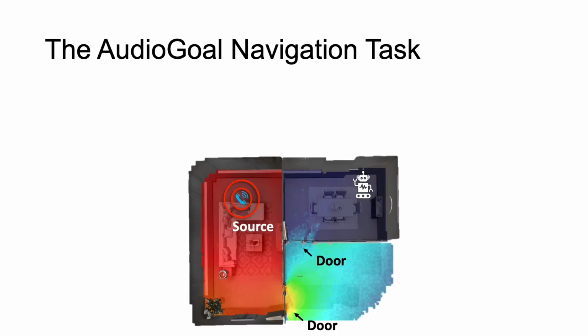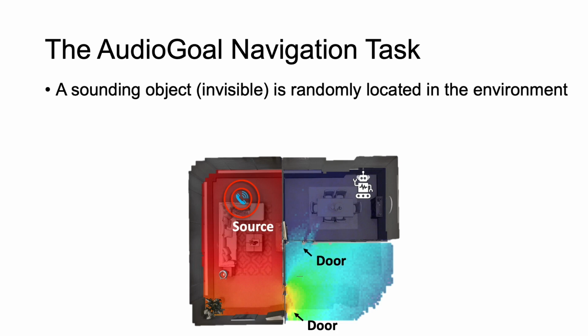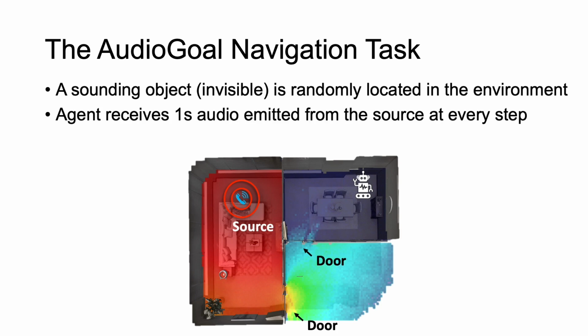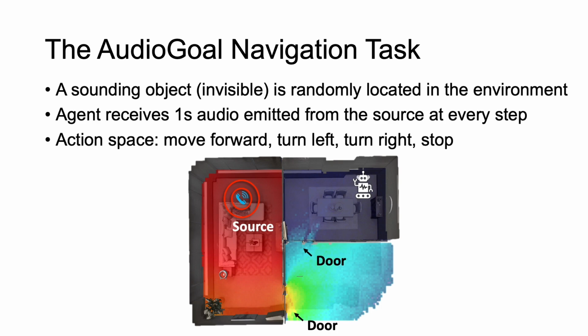In the AudioGoal navigation task, there is a sounding object randomly placed in an unmapped environment, and the agent receives a 1 second audio clip emitted from the source at every time step. The agent is tasked to navigate to the sounding object in the environment with one of 4 actions: move forward, turn left, turn right, and stop. And success is defined as when the agent issues the stop action at the source location.